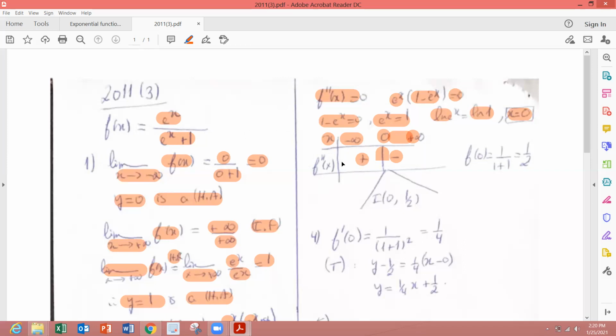If you are going to study the sense of variations of f prime, you put it under f prime. But whenever you are going to find the inflection point, you don't put anything. F of 0 is half. Then I (0, half) is a point of inflection.